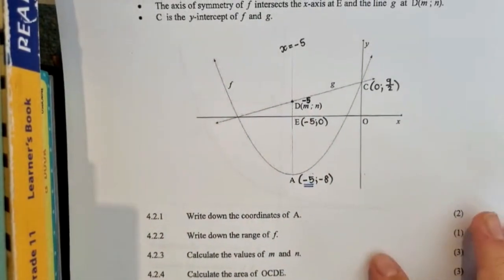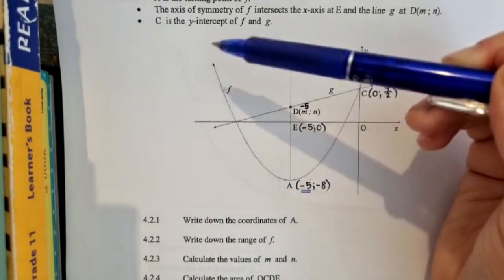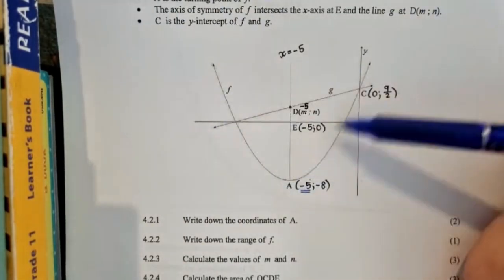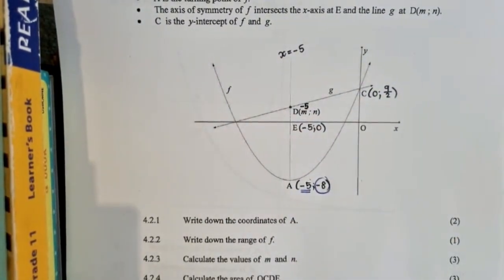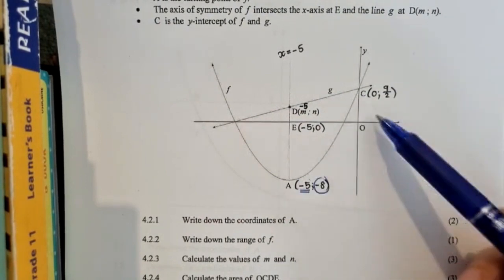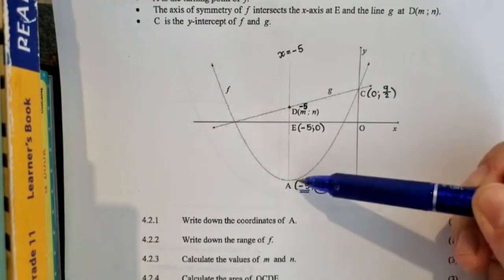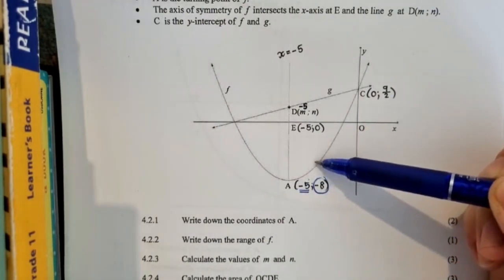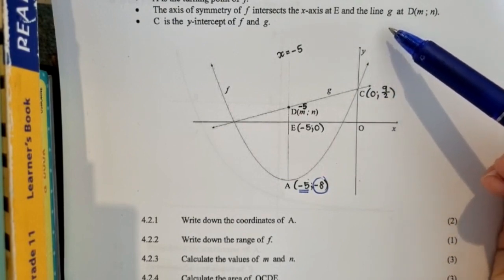Okay, the range of F. So now for the range of F, we're going to look at all the Y values. Now guys, the smallest Y value that this graph can have is -8. That is the turning point. That graph is never going to curl and go further down from -8. So -8 is the lowest Y value that this graph can possibly have. And then once it's at -8, it's going up, up, up, forever and ever, basically, until infinity.